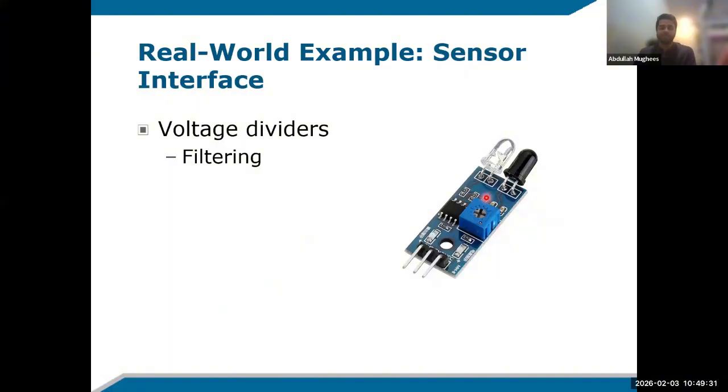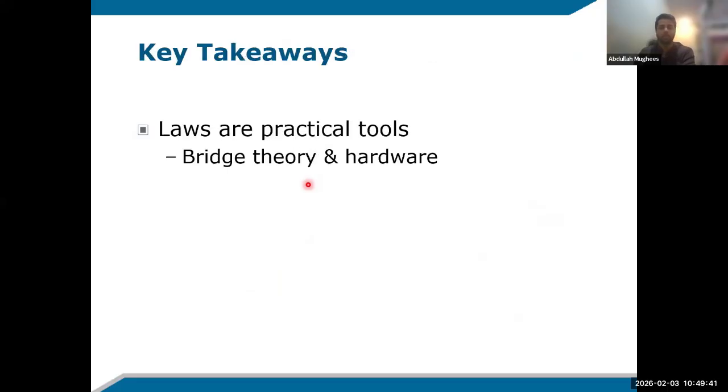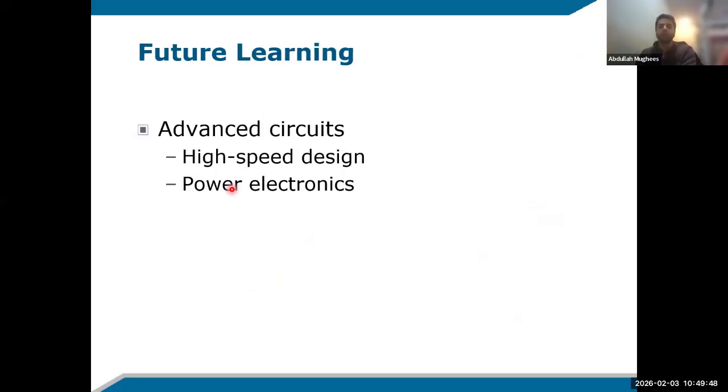Then we have these sensors. Again, they have the same things, a lot of circuits involved. So we use these laws to measure voltage and current, the KCLs and KVLs. So these laws are practical tools. They bridge the theory with the hardware.